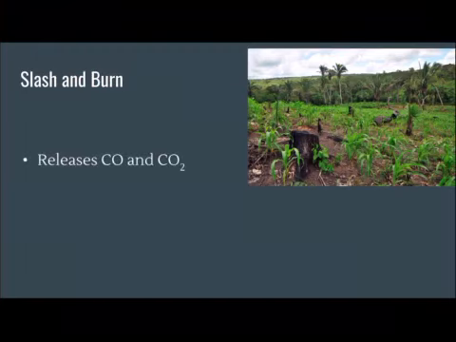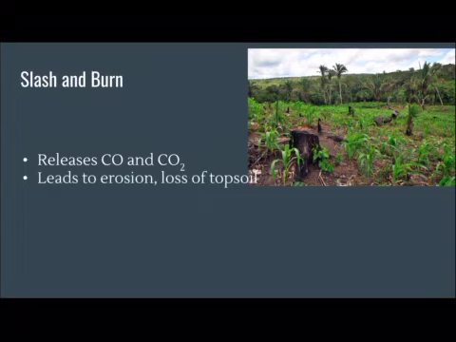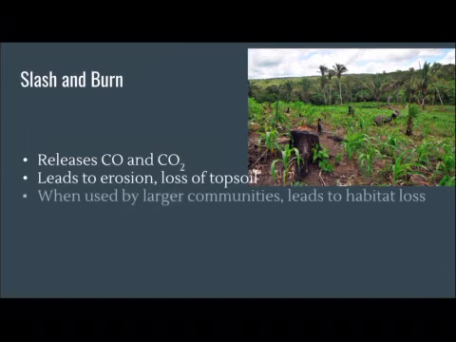Now with slash and burn farming, when we burn the vegetation, that does release carbon monoxide and carbon dioxide. Again, when you remove vegetation, you're exposing that soil to erosion. And if used by larger communities, and this is what we're starting to see, is deforestation and habitat loss.